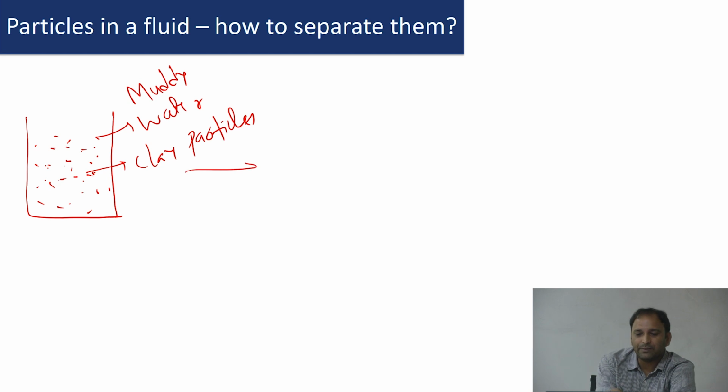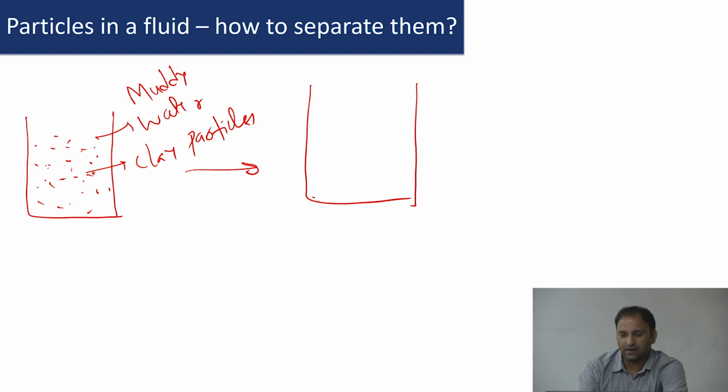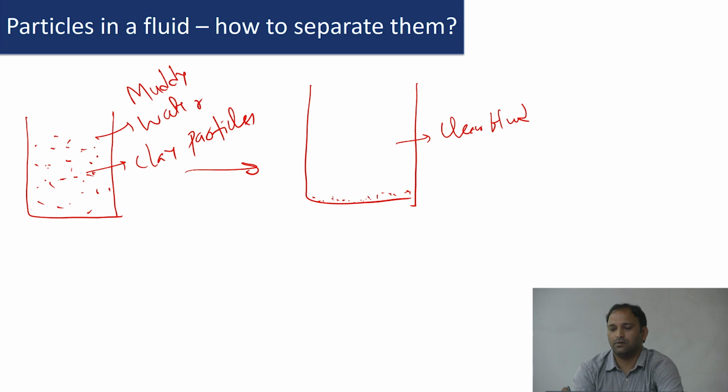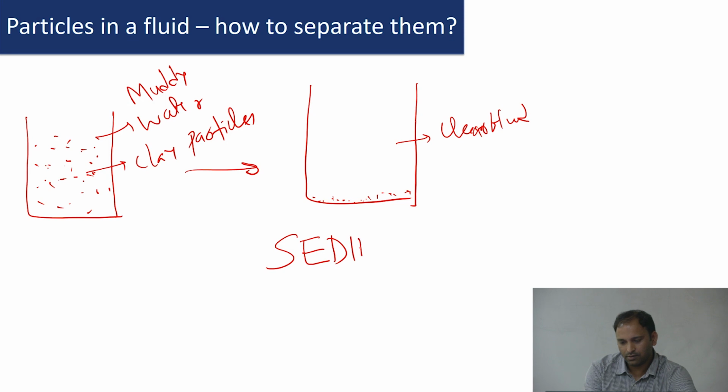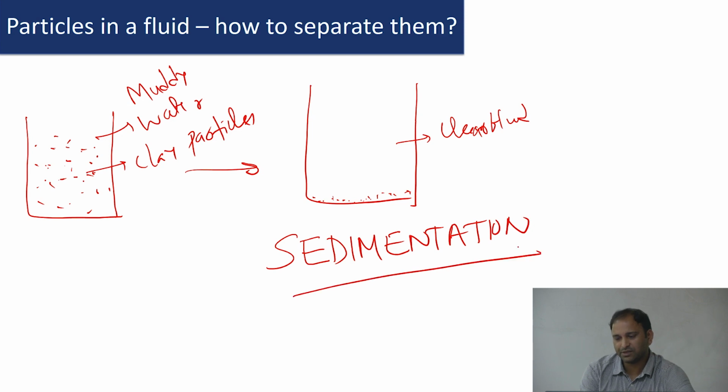So if I want to separate these things, what do you think would be the best way to do it? What I would like to do is to take this and then somehow ensure that everything is at the bottom and there's a clear fluid. So how do you do that? Any example? Any thoughts? Right, something called sedimentation.